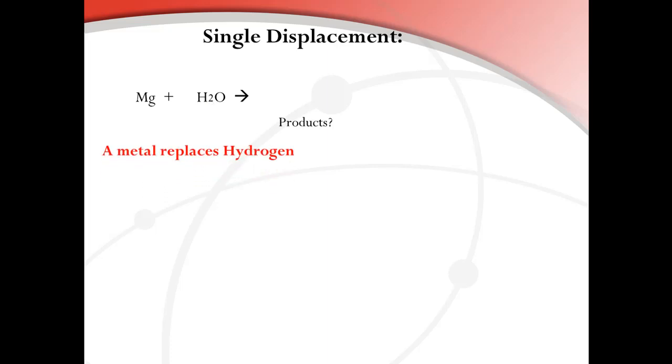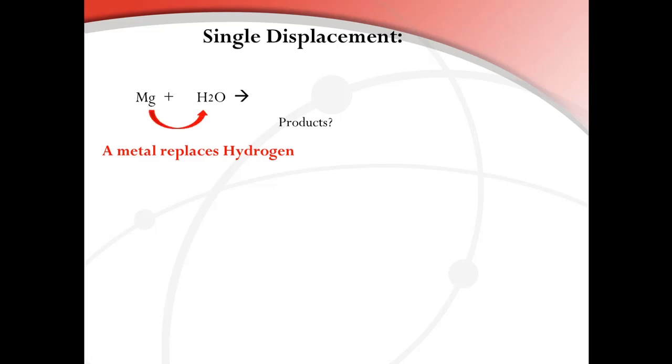In this case, a metal replaces or displaces hydrogen. So if you recall, metals form cations. Now this is elemental magnesium, so the oxidation state is 0. But when magnesium does form an ion, it's a positive ion, a cation. It's going to displace the hydrogen because the hydrogen likewise forms a positive ion. So the magnesium displaces the hydrogen.